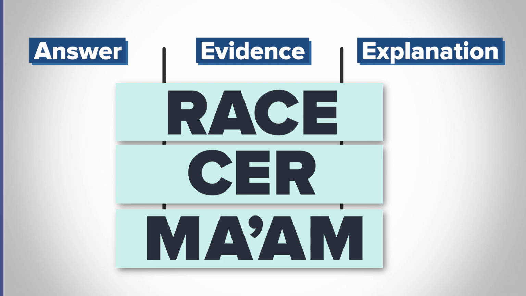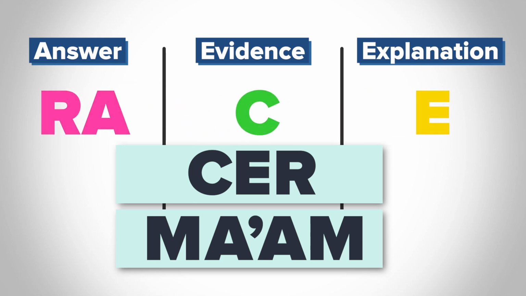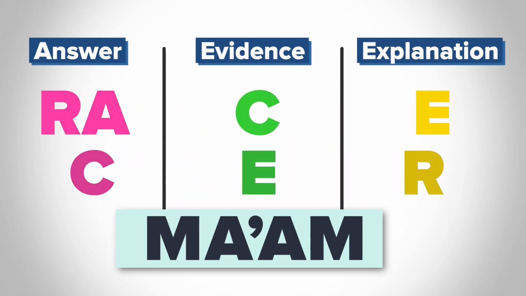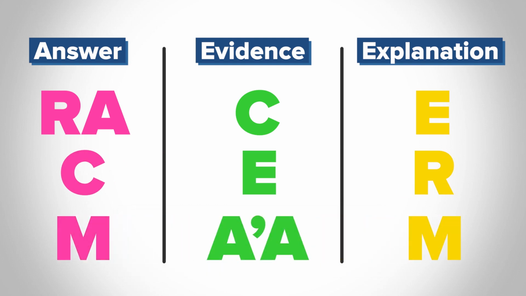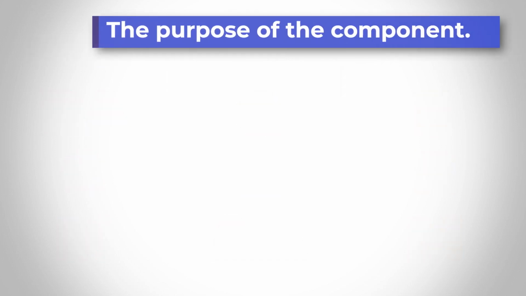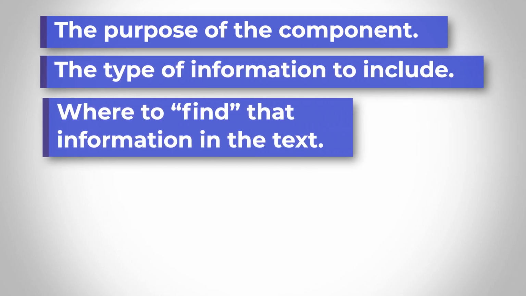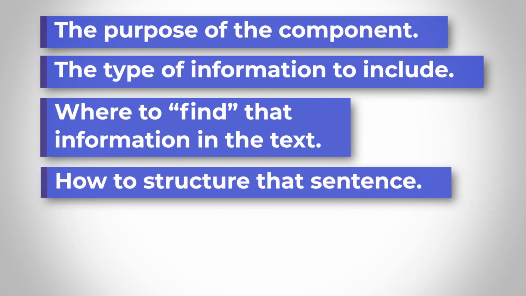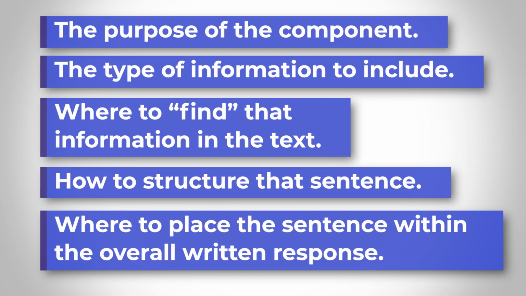Regardless of the acronym chosen, don't attempt to teach RACE or any other acronym in a single lesson. Instead, teach each letter or facet of the acronym in its own separate mini-lesson. Explicitly teach what the letter stands for and how to fulfill it in writing. This includes explaining the purpose of the component, the type of information to include, where to find that information in the text, how to structure that sentence, and where to place the sentence within the overall written response.